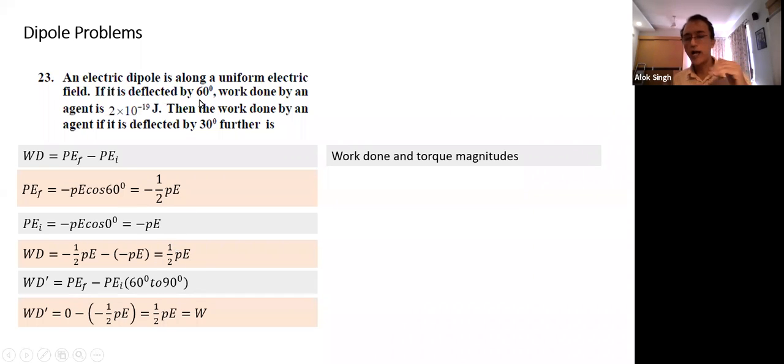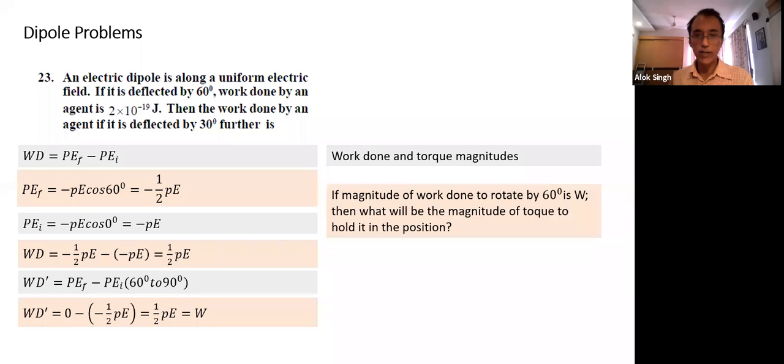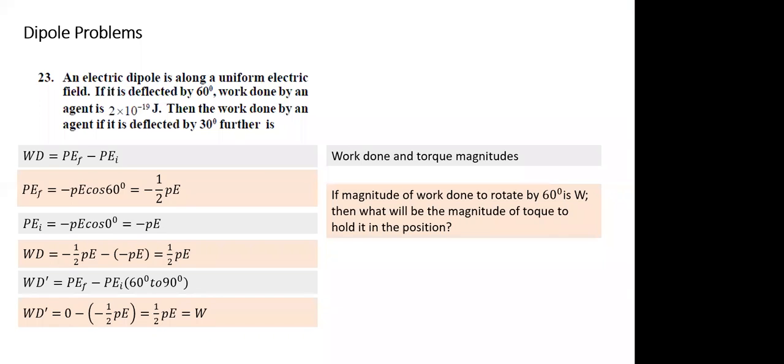But when it is at 60 degrees, I need to apply some external torque to hold it there. On its own, it will not stay at 60 degrees. It will try to rotate back to the original position. I need to apply a torque, and the torque also will come in terms of PE only. The torque is P cross E. So can we find the torque magnitude in terms of work done? Imagine the magnitude of work done to rotate by 60 degrees is W. Then what is the magnitude of torque to hold it in this position? We already calculated W in terms of PE: PE by 2.